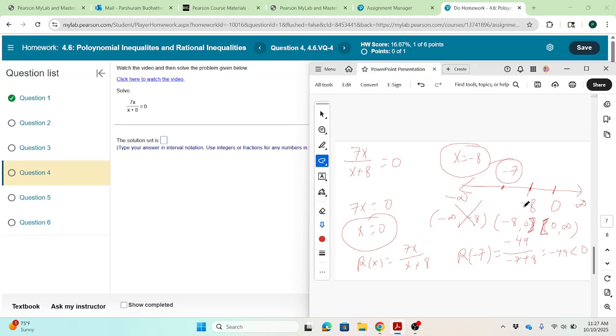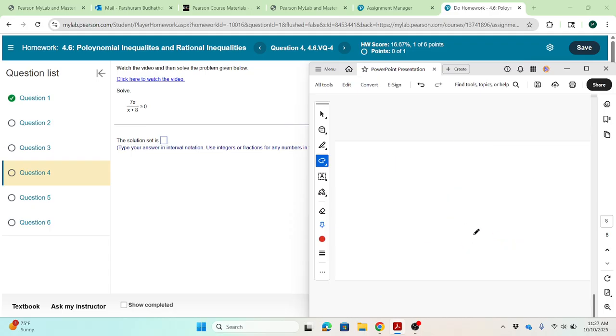We're going to pick something from this interval. Let's say -1. Find the value of the function at -1. The value of the rational function at -1 is 7 times -1 over -1 plus 8, which is -7 over 7, which is negative again, -1. So that is also not part of the solution.